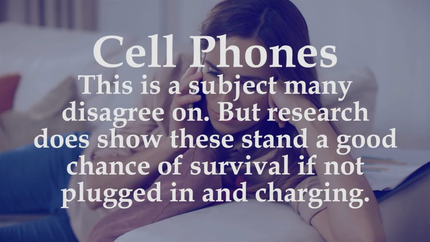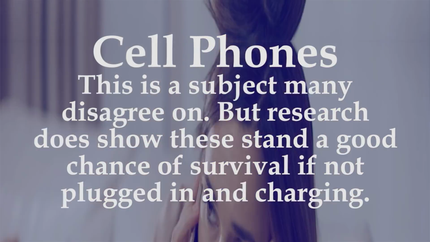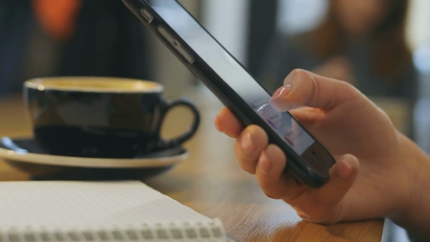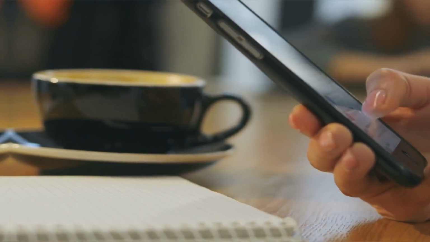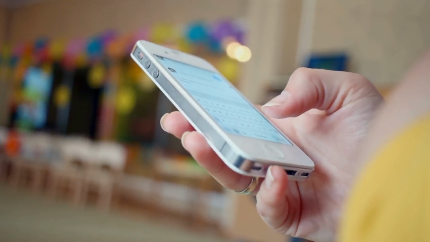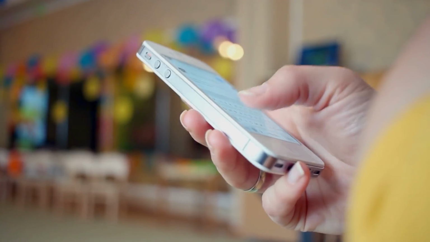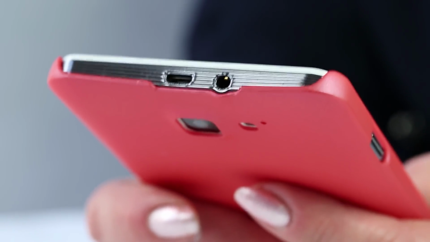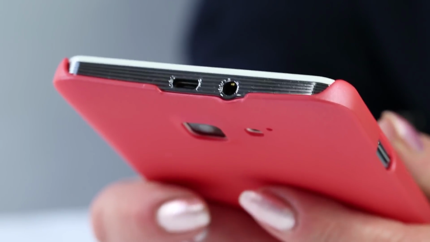Cell phones. Depending on which source you read, some say that cell phones will survive intact through the event, especially if they are not plugged in or charging to the wall. If these devices do survive, we still have the fact that we have no communication towers, no relays. We would have no cell service. So they could function as devices if we had something stored on them, but as far as using them as a means of communication would not be possible.